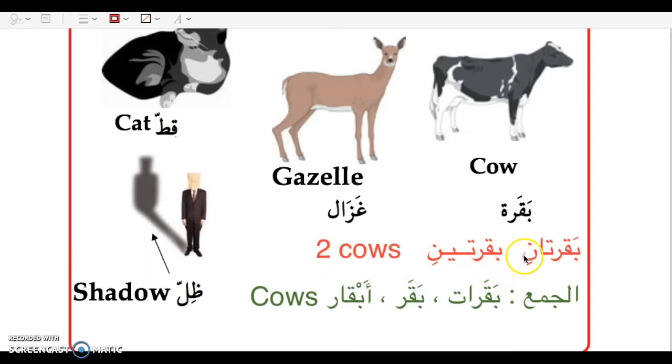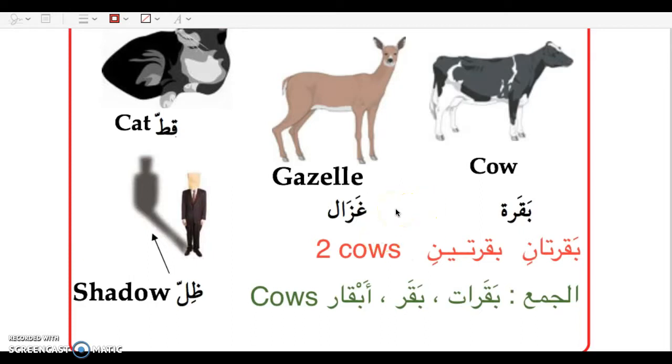Alright, this is like a small review of lesson 15. So you have the dual, which means 2, like the 2 cows. These are the 2 forms. And I have added, just in case, for practice purposes, plural forms that are, I believe, broken plurals. Those are forms like baqarat, or baqar, or abqar. They all mean cows. So this is just a little practice, something you can do with these words, right? All right, so enough with the practice.